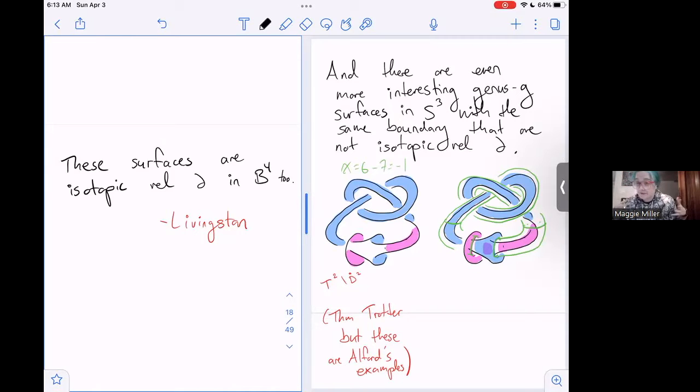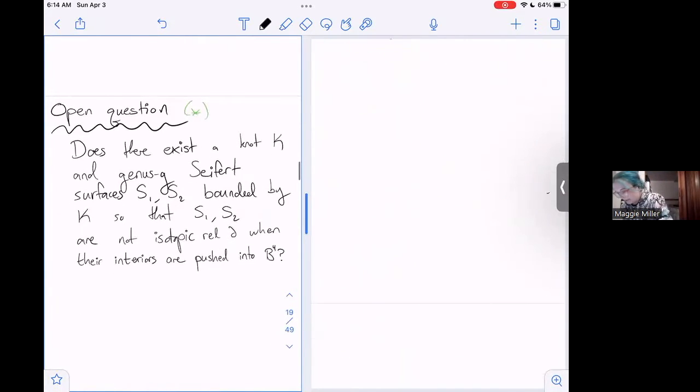I can't say anything in general about how you would prove two surfaces are isotopic, other than try to draw the best picture possible and produce an isotopy. And maybe that motivates the following open question, which is really the three-dimensional motivation. Here's an open question, which I learned from Peter Teichner last summer, I guess. The question is, does there exist a knot K with two genus g Seifert surfaces bounded by K so that those surfaces don't become isotopic rel boundary when I push them into B4? In other words, is the phenomenon that I just illustrated always true? If I have two genus g Seifert surfaces for my knot, do they have to become isotopic when I push them into B4?